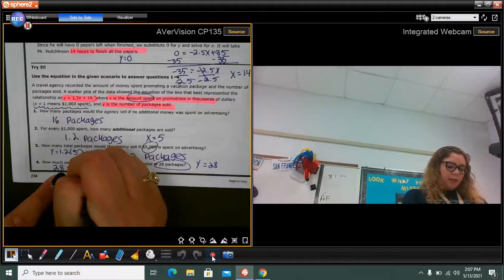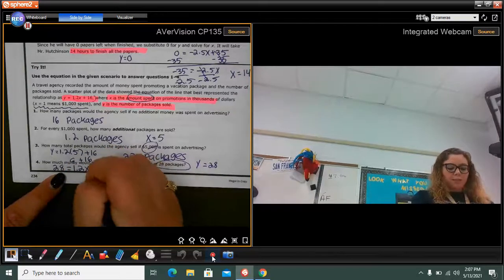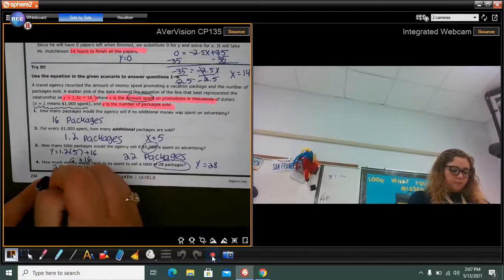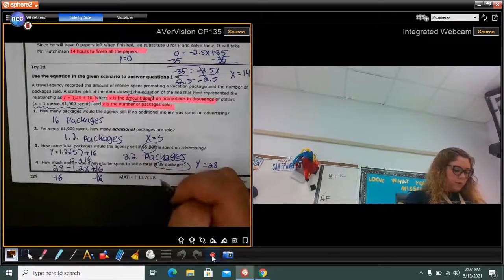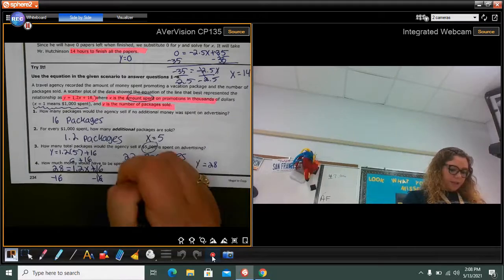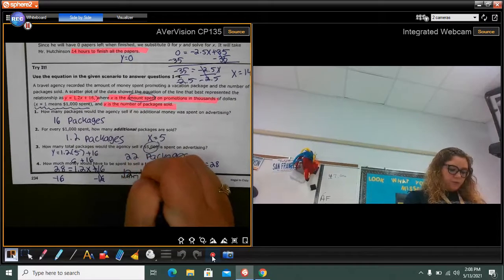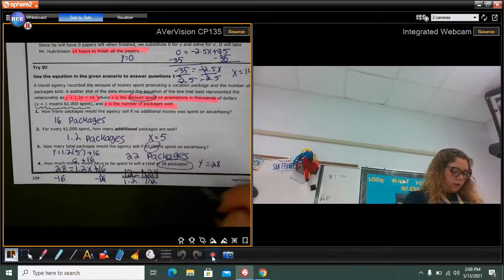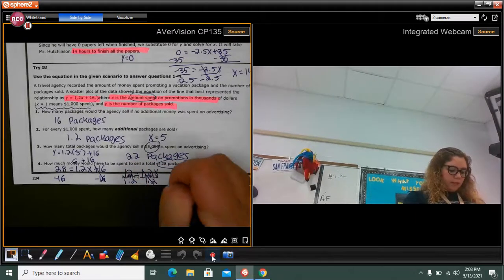You need to be careful because they're not always going to tell you to plug in for X. So I'm going to move 16 over. 28 minus 16 is going to give me 12, divided by 1.2. 12 divided by 1.2 is going to be 10.